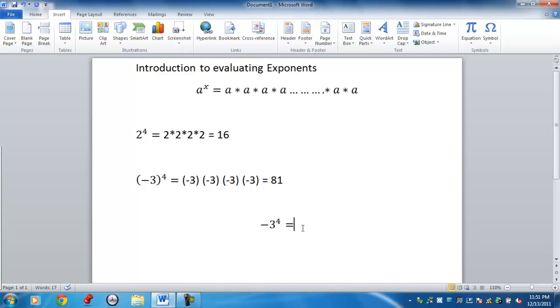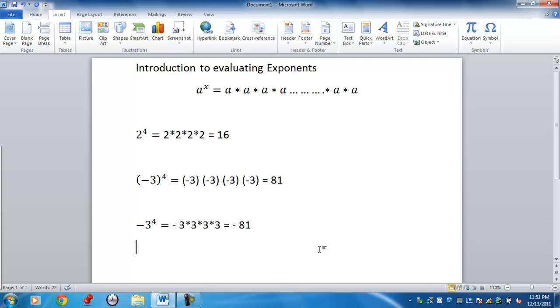The third example is where I have -3 raised to the 4th power, but the base is the 3. So in other words, this can be written as negative, and then you're going to take 3 times 3 times 3 times 3, which in this case will give you a -81.